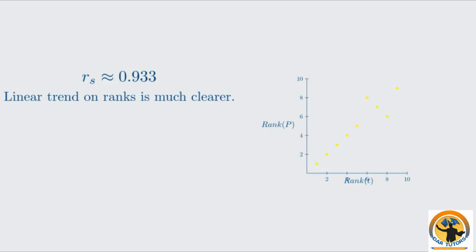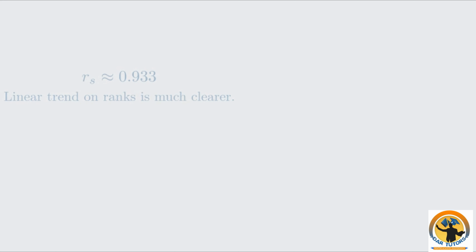Compared to the original data, this plot shows a much clearer, stronger linear trend. This confirms that a linear model for the ranks is appropriate, which means Spearman's coefficient will be a much better measure of association than Pearson's. Let's use our formula to calculate rs.